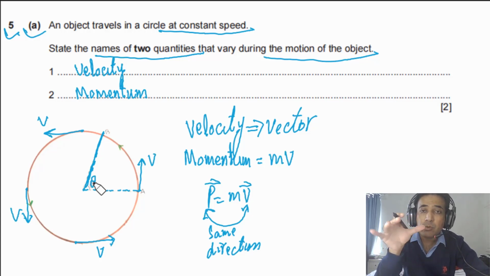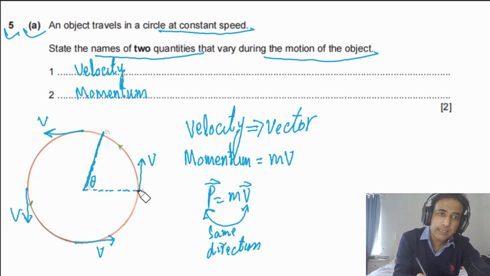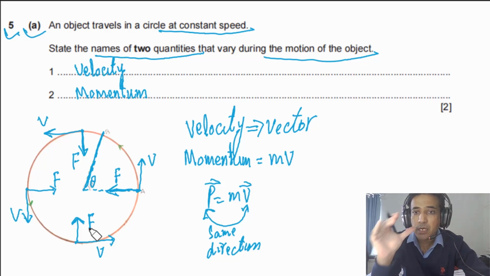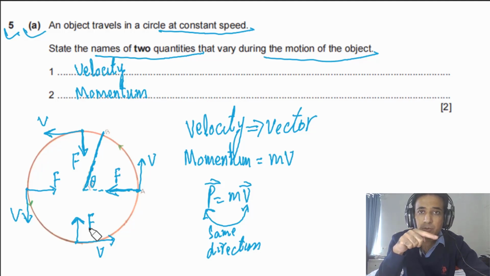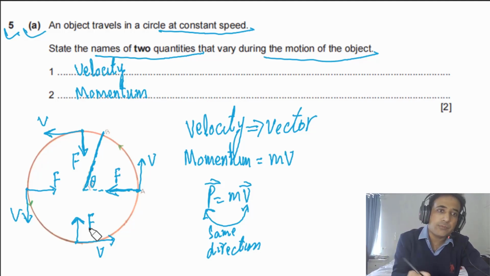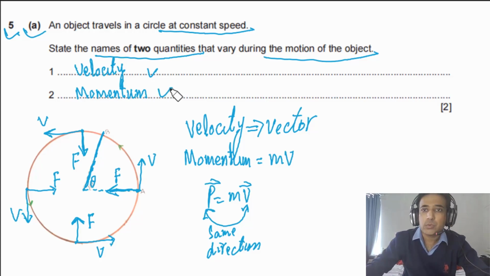You can also talk about the force, because when the object is at this point, direction of resultant force on this object is this way. When the object is here, direction of force is down. Direction of force is in this direction at this point. Direction of force is upwards. So force is also changing. Resultant force, meaning the centripetal force in this case, also keeps on changing. So if you write down any two of these quantities, you will get 2 marks.